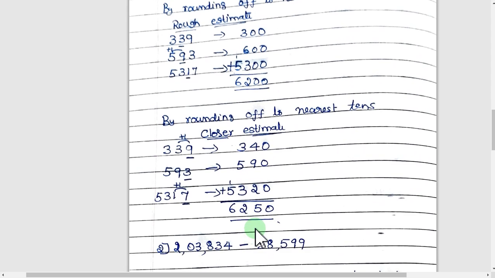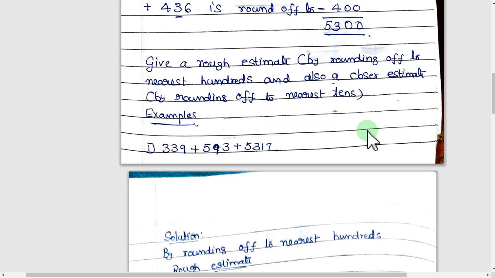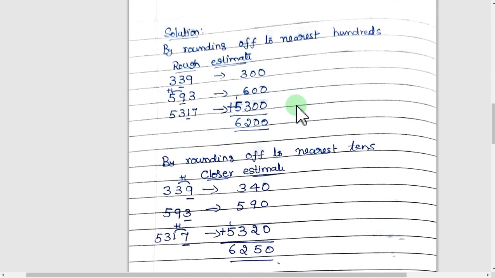Now by rounding off, they have given in the question, we have to make a rough estimate by rounding off to the nearest hundreds and also a closer estimate by rounding off to the nearest tens. So in this closer estimate we have to round off to the nearest tens. 339, tens place means we are rounding off this digit, so we have to check the unit place digit. If it is more than 5, we have to add. This is more than 5, so add 1 to the tens place digit. So 3, 4.